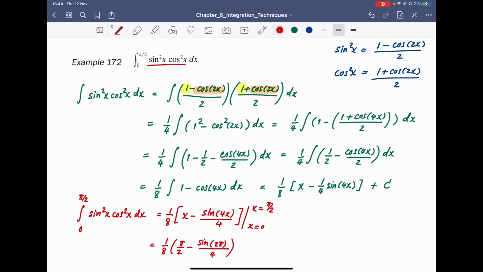That's the first one. And then minus, well, on the second term here, you get 0, because when you plug in x equal to 0, sine 0 is going to be 0. And then that second term is going to go to 0 anyway. But you also know that sine 2 pi is just 0. So that means your final answer here is going to be just pi over 16.